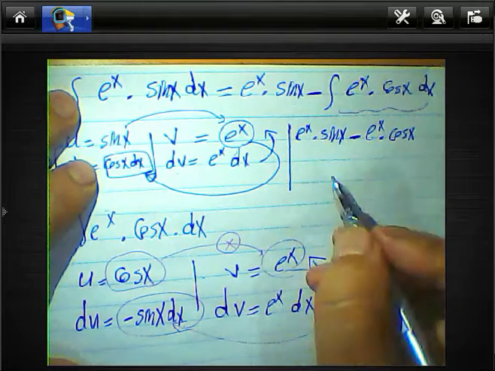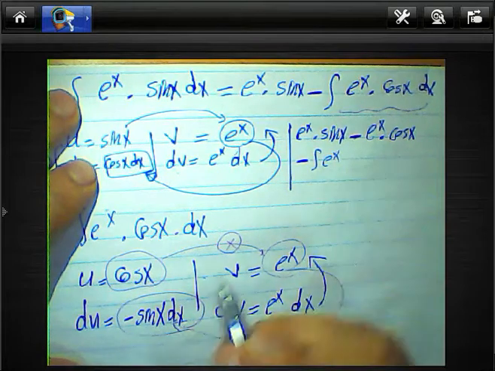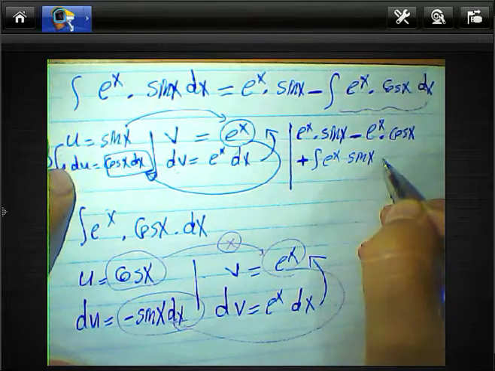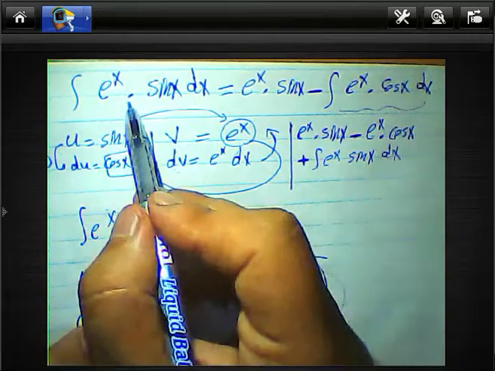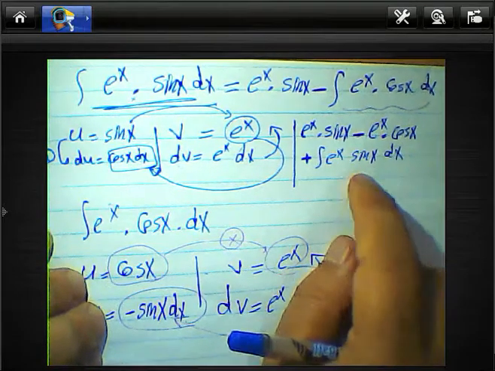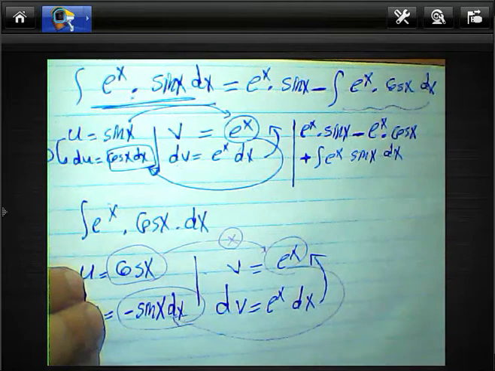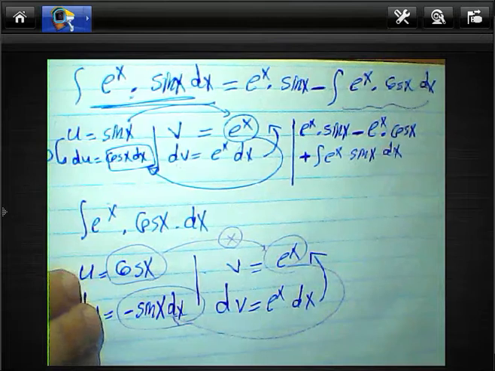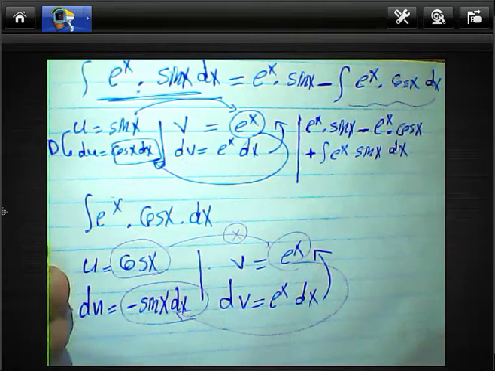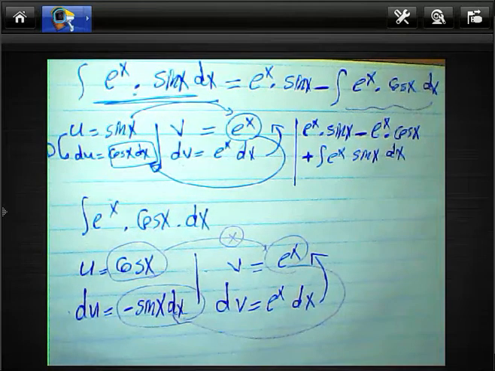subtract the integration of e power x, subtract sine x dx, it will be positive sine x dx. Look at here, this expression equals this expression. We can move the expression from left hand side to right hand side. We have negative in the rule here, we must convert this sign. Okay, I will solve it here.